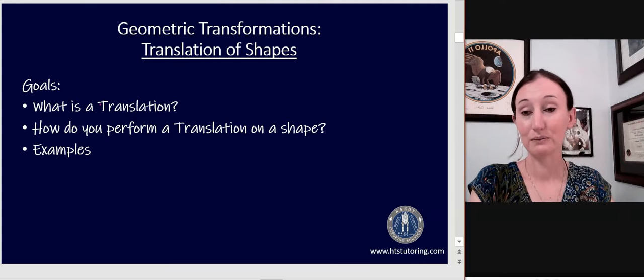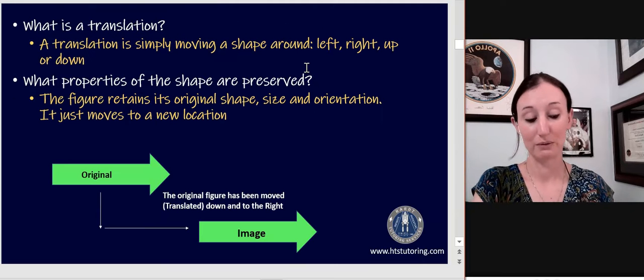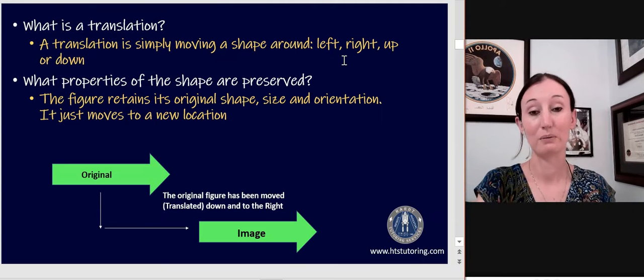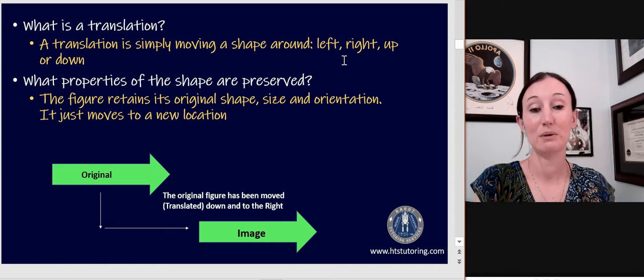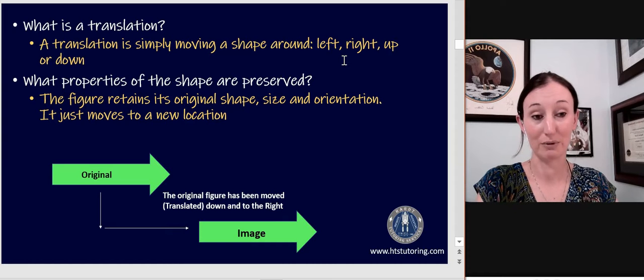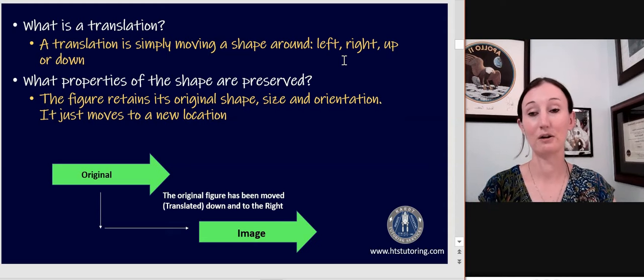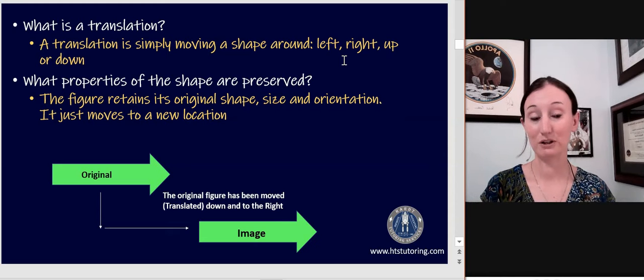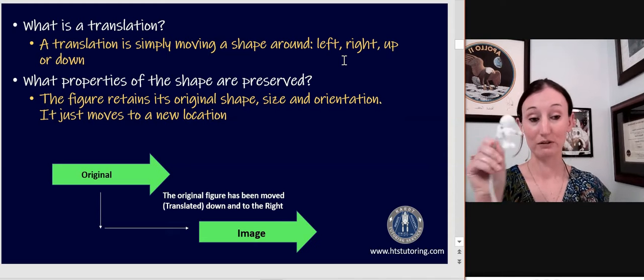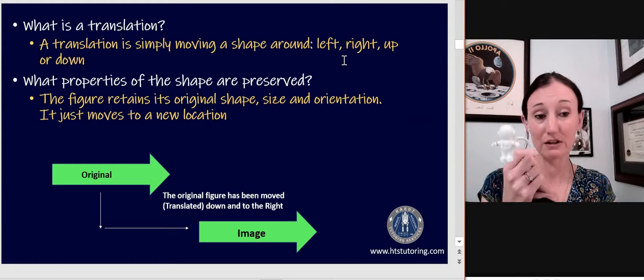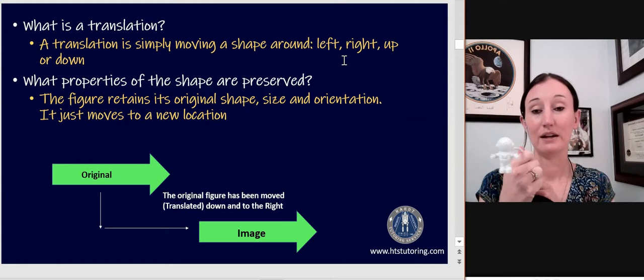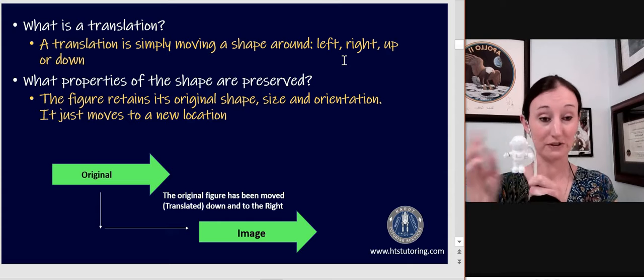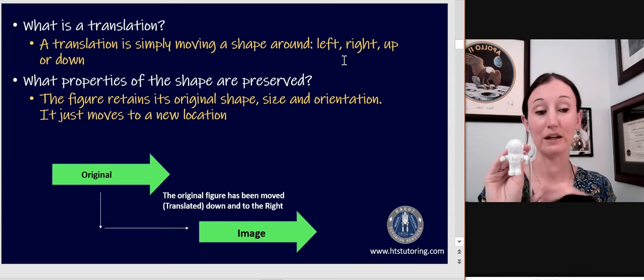So, if we continue, first of all, we need to talk about what is a translation. Well, a translation is simply moving a shape around, left, right, up, or down. Now, if you watched my video on the overview of geometric transformations, do you remember our little spaceman? It's our little astronaut. We performed a translation on him. It's just moving shapes left, right, up, or down.